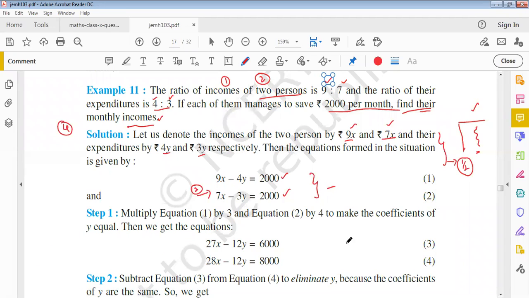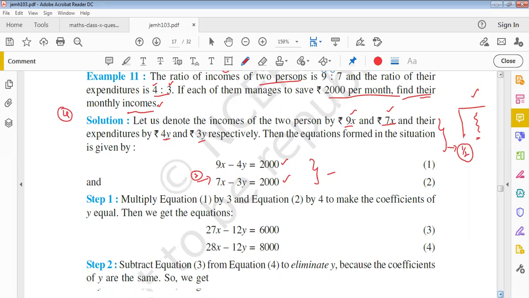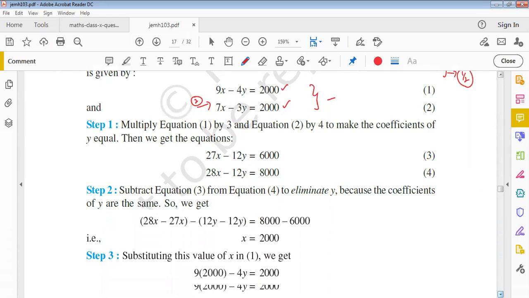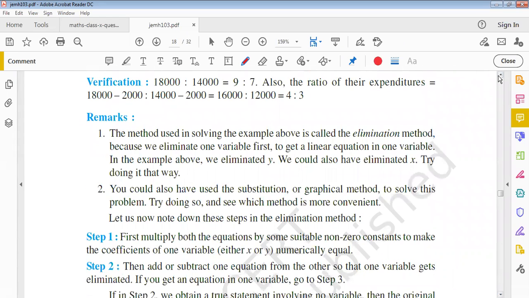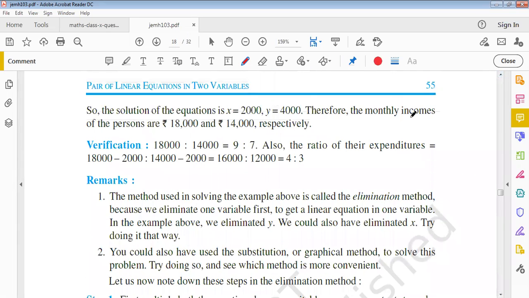Then after the method, after the solution, at last, find their monthly incomes. Is it clear? So please don't forget to write the monthly incomes. Therefore, the monthly incomes of the two persons are rupees 18,000 and 14,000. Please don't forget to write it. And this is the verification. Clearly, they said it. So verification also, please cross check it.